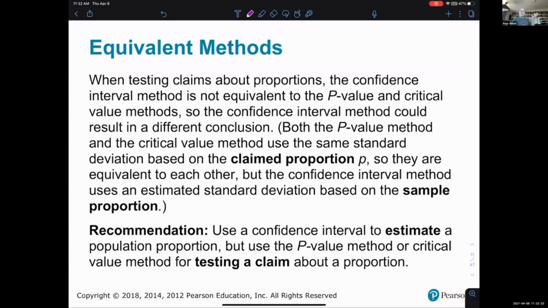So yeah, confidence intervals are good to just give you an estimate. If you don't have a claim, if you don't have an idea of what you're testing, then just produce a confidence interval and you'll get a range of values in which you have a good certainty that the range of values contains the population value. But if you have a specific claim, the p-value method is what you would want to use, and that's their recommendation.